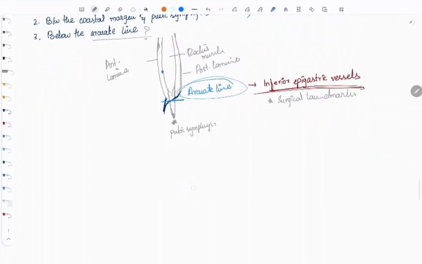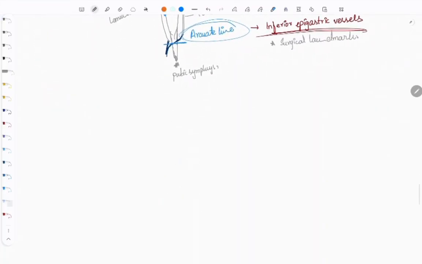Now let's move on to discussing the three levels of the rectus sheath, starting with the first, above the costal margin. Now we are clear with the concept. What is the costal margin? The lower curved edge of the thoracic cage, which is formed by the costal cartilages of 7th to 10th rib, is known as the costal margin.